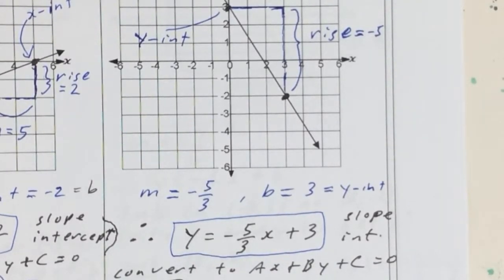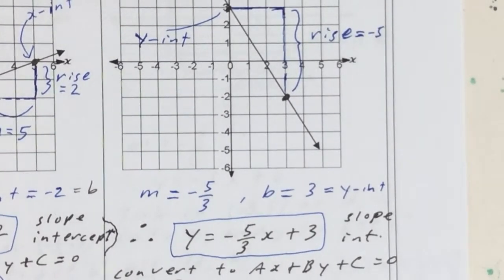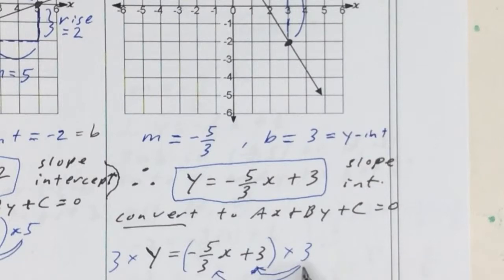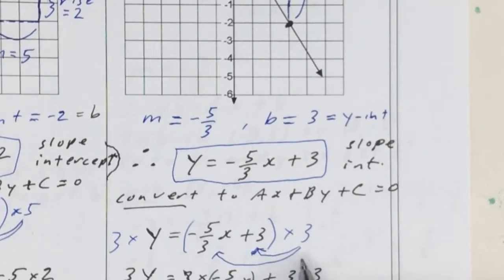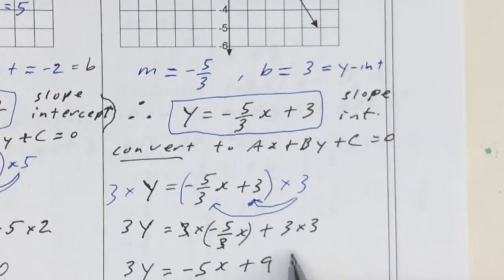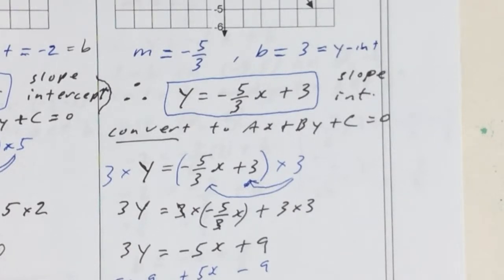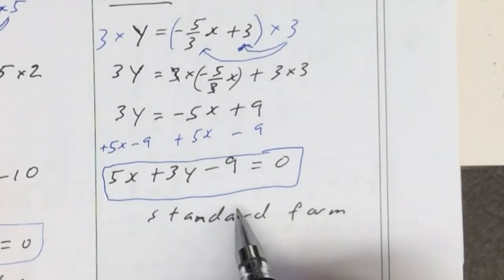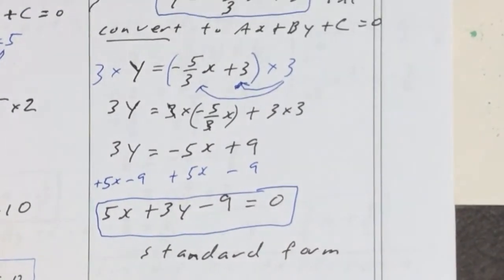Converting forms here. Going to multiply both sides of this by 3. Multiply the 3 in, get something nice, and use your equation solving method to bring 0 to one side, and you get the standard form.